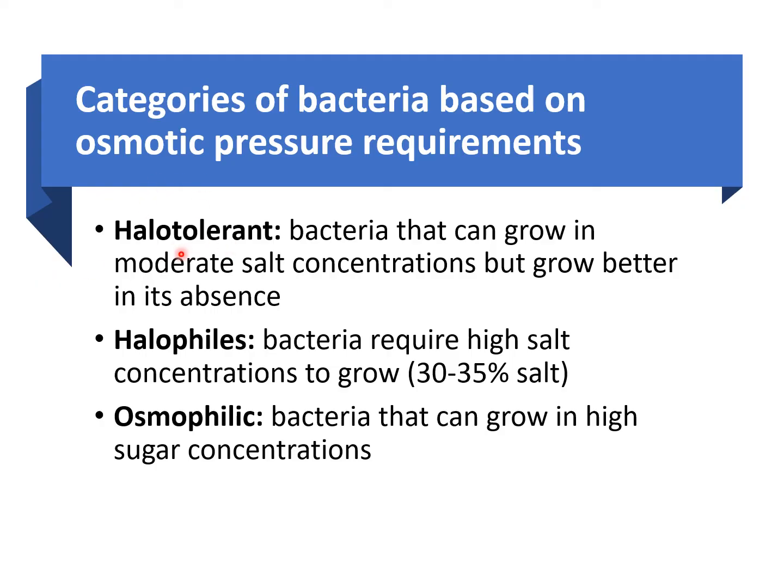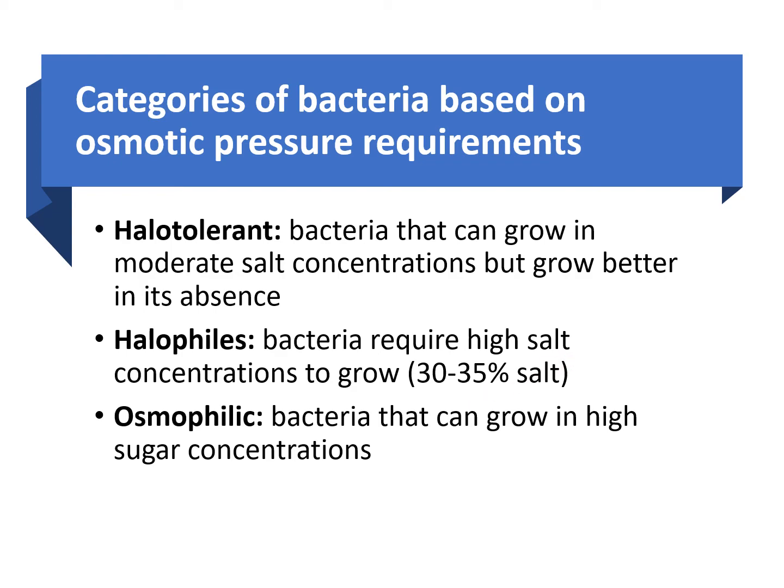Now let's talk about the bacteria that don't like isotonic environments, and actually like high salty or high sugary conditions. So let's first talk about halophiles. Halophiles are bacteria that require very high salt concentrations. They love to grow in a condition that has 30 to 35% of salt, and that's a lot of salt.